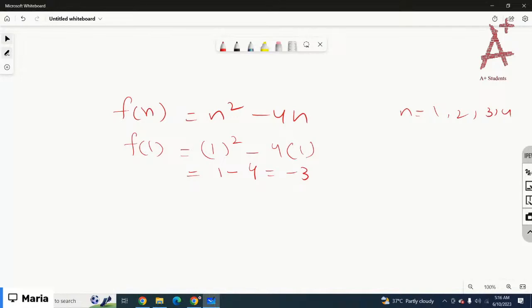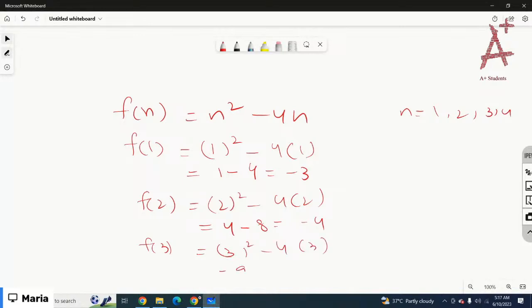Got it? Let's calculate the same values for 2, 3 and 4. So it would be 2 square minus 4 times 2. 2 square is 4. 4 minus 8 would be -4. Then for f of 3, you have to do the same. You have to calculate 3 square minus 4 times 3. So it would be 9 minus 12, that equals -3. And for f of 4, you have to do 4 square minus 4 times 4. 4 square is 16 and 16 minus 16 would be 0.